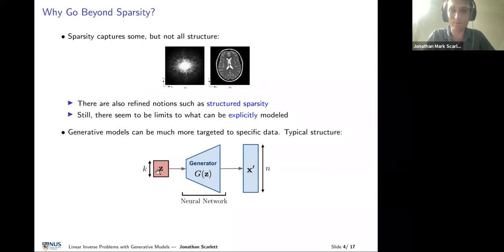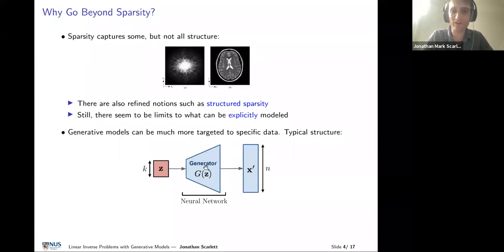It has a low input dimension. So think of this K. This K is different from the K in the sparsity type of model. K here is the dimension of the latent variable. So we think of a relatively small latent variable being passed through a neural network, which produces a larger dimensional output. Here I've depicted it as a vector, but again, it could be two-dimensional, so it could be an image.